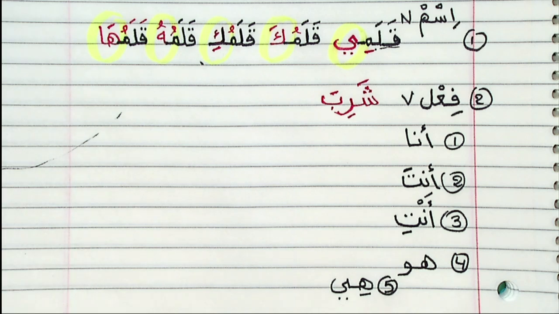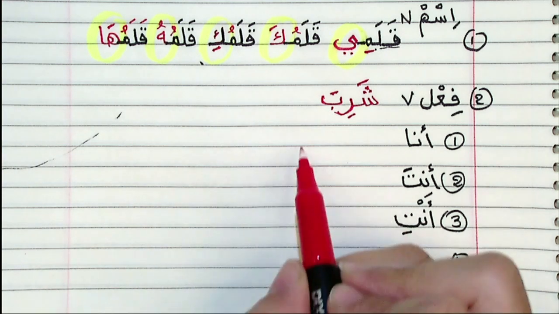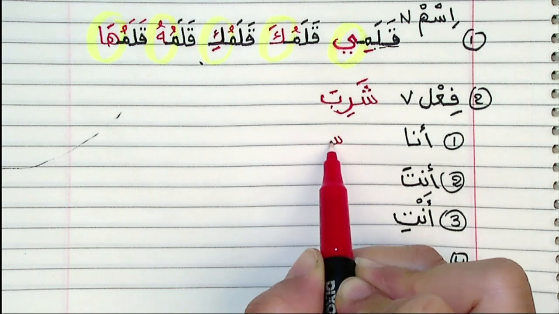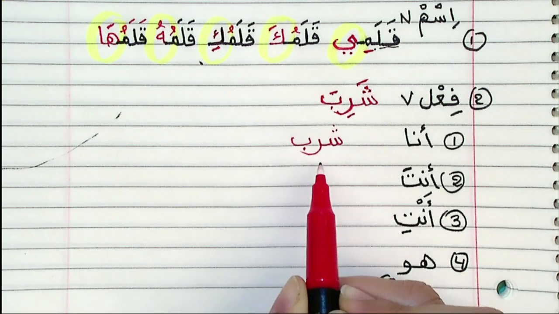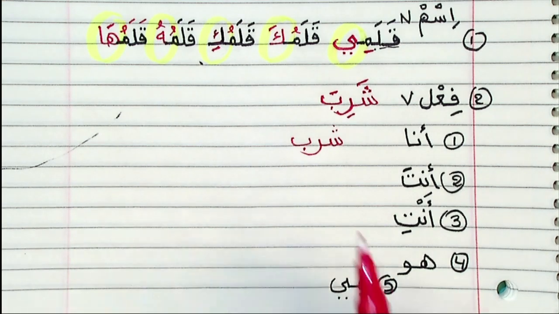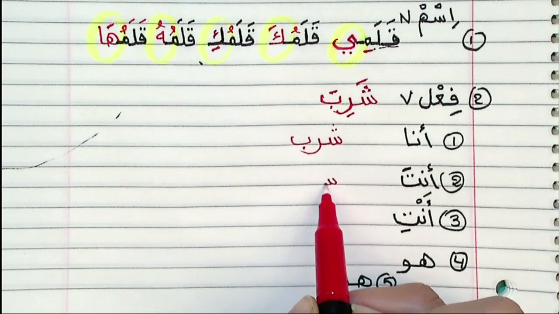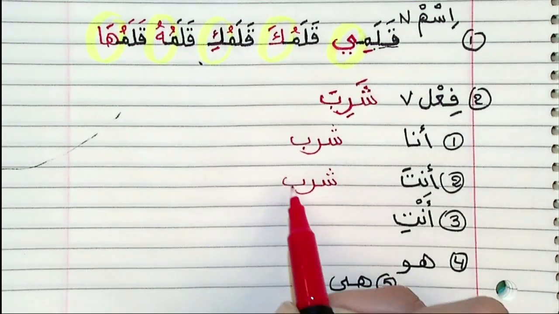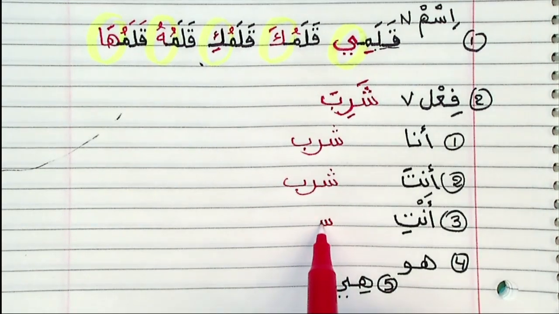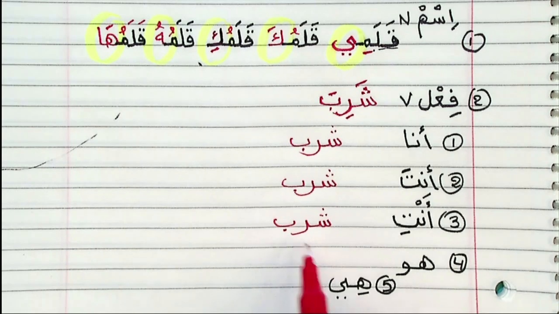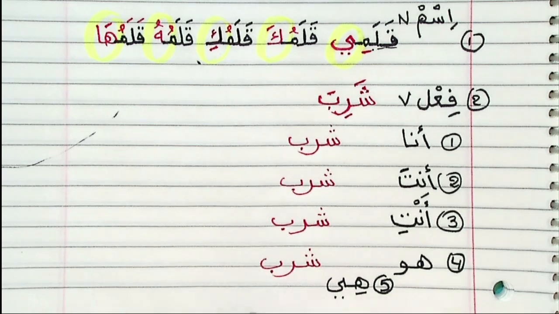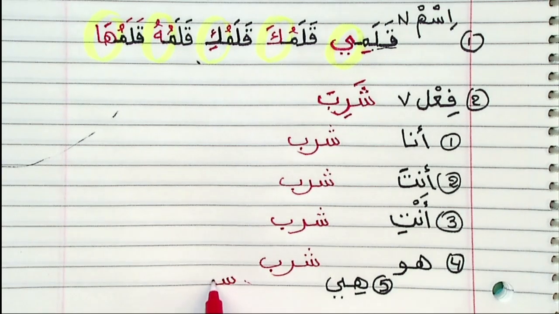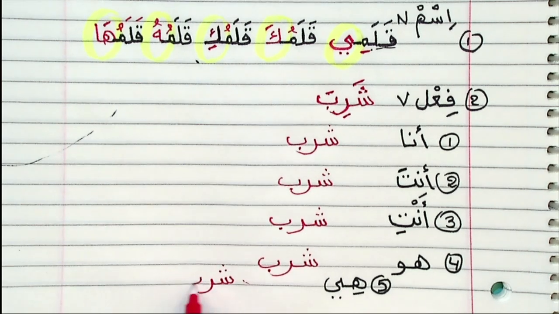What we do in Arabic is we place the root of the verb in all these. So we're going to put the letters sha, ra, and ba, which are placed with these personal pronouns. This is the root, this is the verb. Let's do sha, ra, and ba for hiya, she.